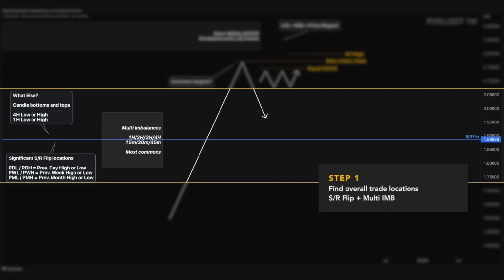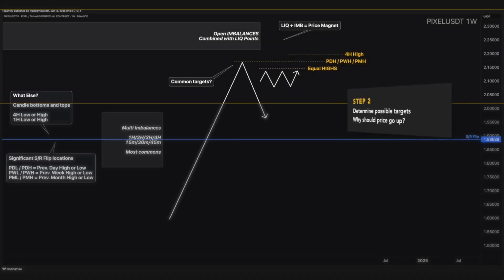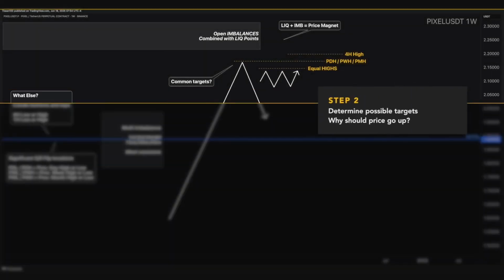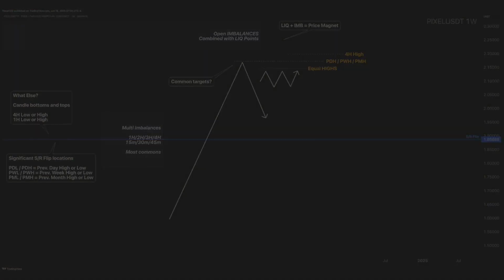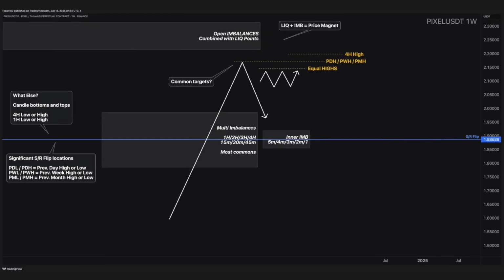First, I find myself a great trade location with SIBI and imbalances. And then I ask myself about targets, like the clear targets above, a combination of liquidity with imbalances. These are the two major steps before taking any kind of trades. Okay, now I am ready to take trades.